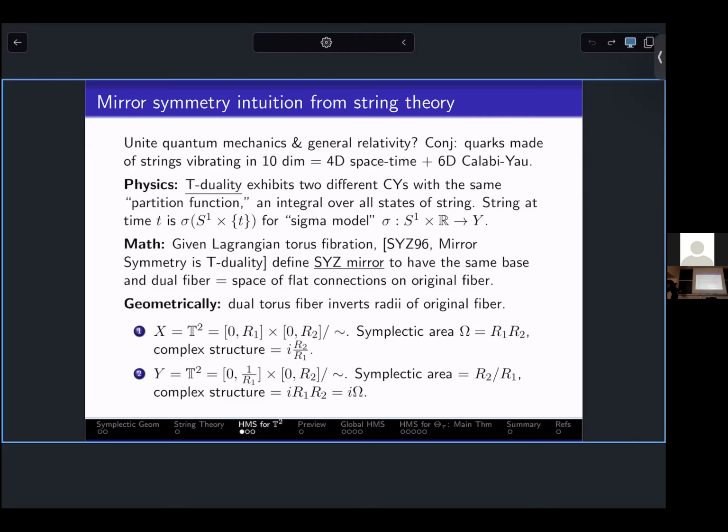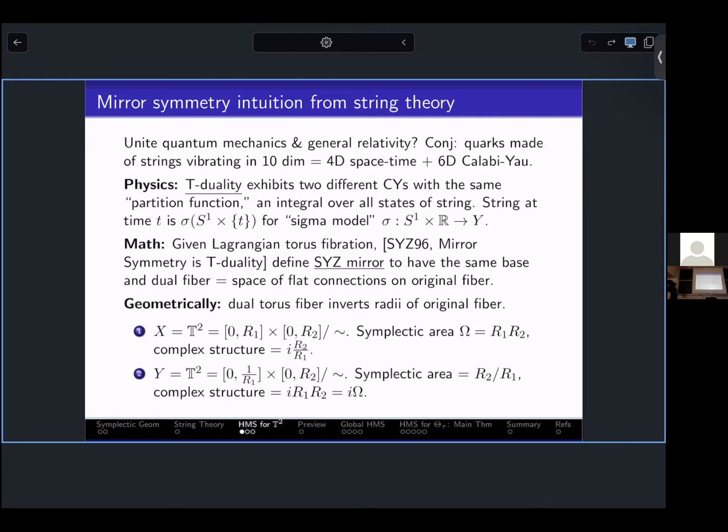Then once you do that, you have the same base and your dual fiber. So if you have a torus fiber and you want to say, well, what's the dual fiber on the mirror? It's actually the space of flat connections on the trivial line bundle of the original fiber. Essentially, it's the holonomy. What is the e to the i theta, the holonomy that you multiply by when you go around the loops on the original fiber? So just a quick motivation of why it should be symplectic and complex geometry that are mirror.